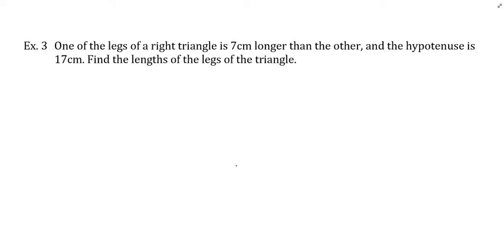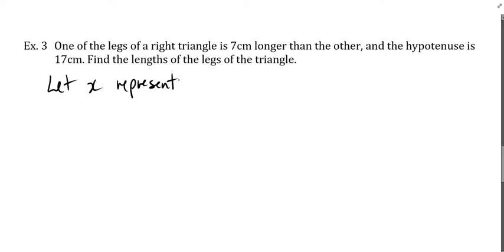One of the legs of a right triangle is 7 centimeters longer than the other, and the hypotenuse is 17. Find the lengths of the legs of the triangle. What do we start with? Sometimes before you start with your let statements, you might draw a diagram, but in this case, I think we can start with our let statements. Let X represent what? I know you're still writing, but what do you think?